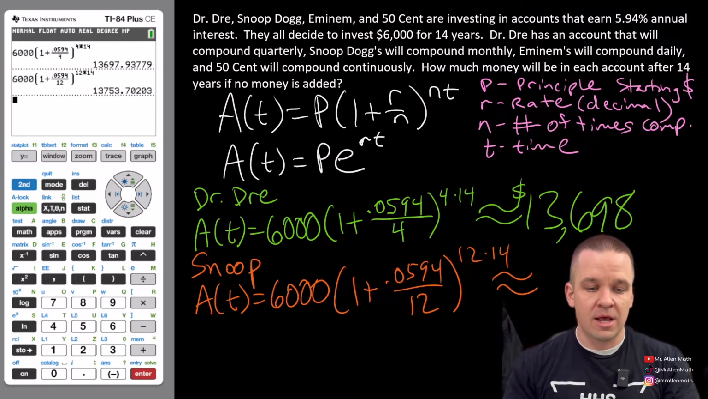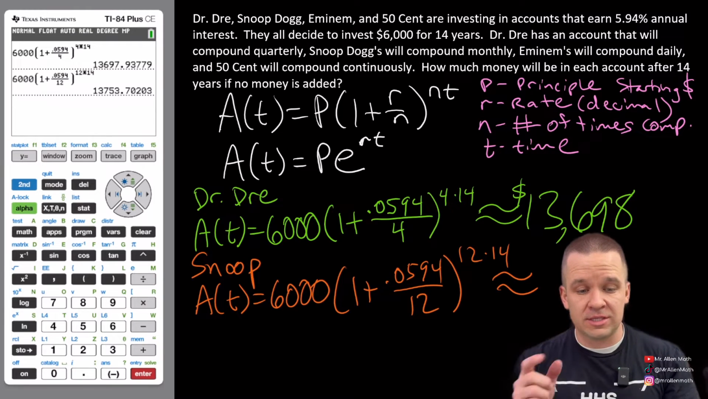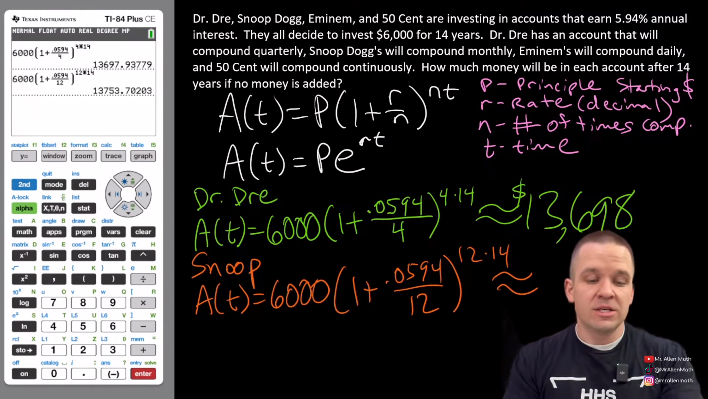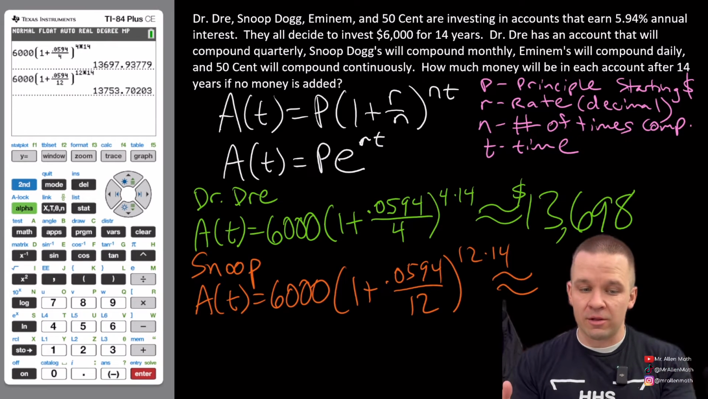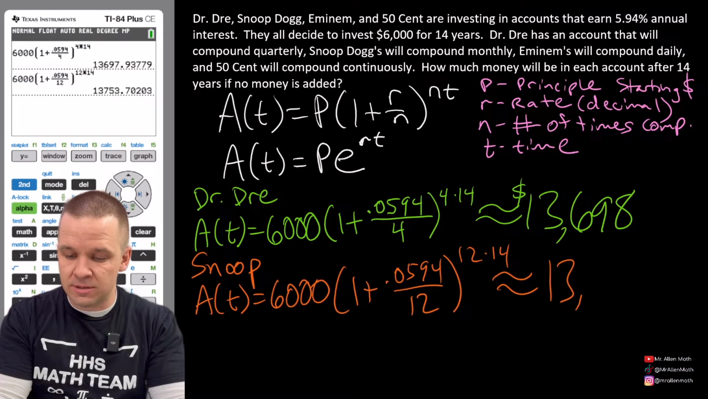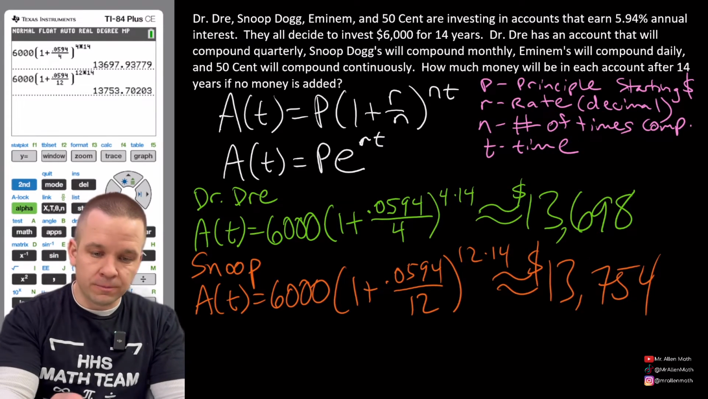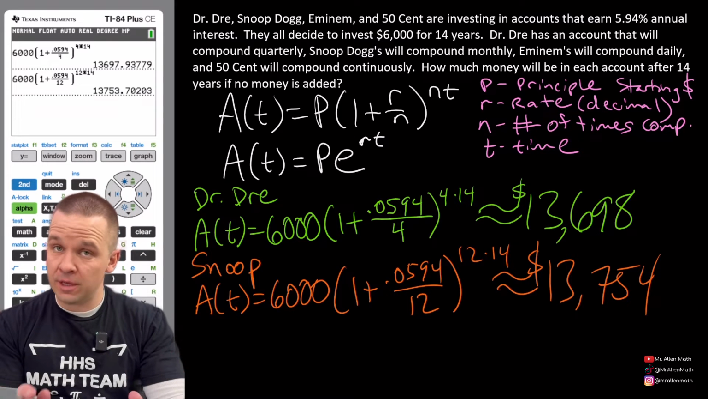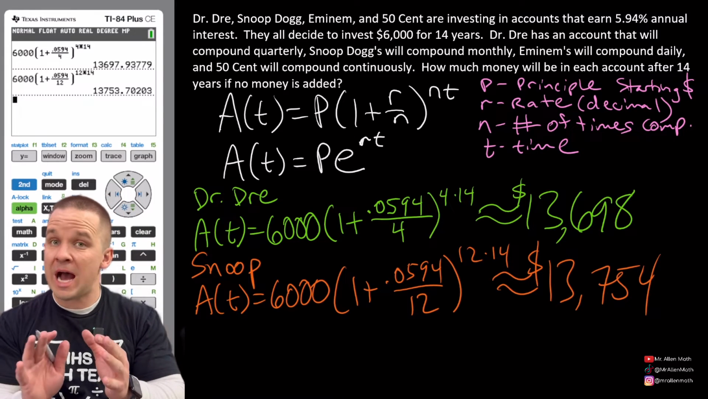So I'm gonna hit enter on that. And we do have a little bit more. We have 13,753.70. So if we go to the nearest dollar, it's gonna be 13,754. Cool. Now, last one here for the compounding of, not continuously.